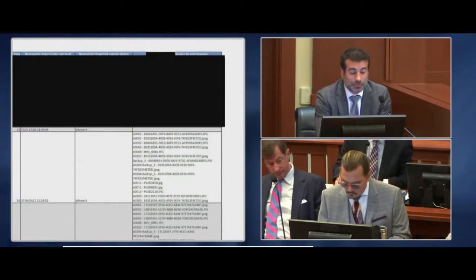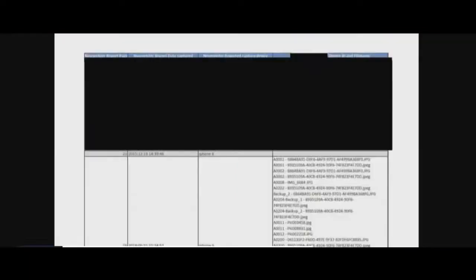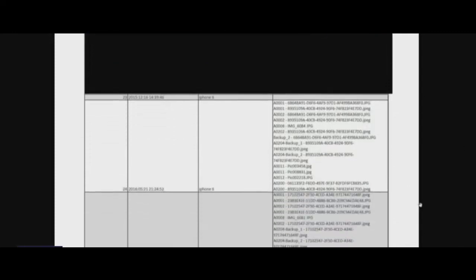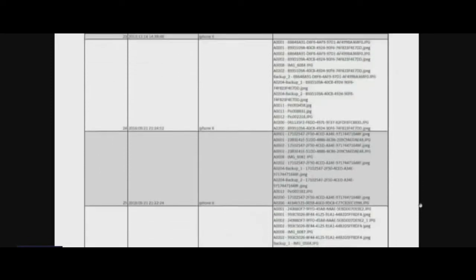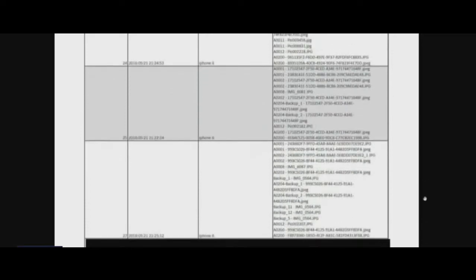And do you see the second column titled Neumeister Report Date Captured? Yes, I do. What does the information in that column mean? This is the date time metadata of the particular photo on Neumeister's report. So, for example, the first row, 23, the date time captured is December 16th, 2015. The second row, 24, you see that the date time is May 21st, 2016. Third row, May 21st, 2016. Fourth row, May 21st, 2016.